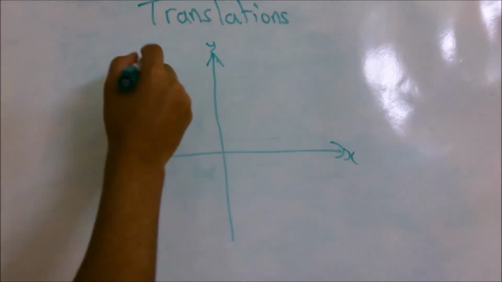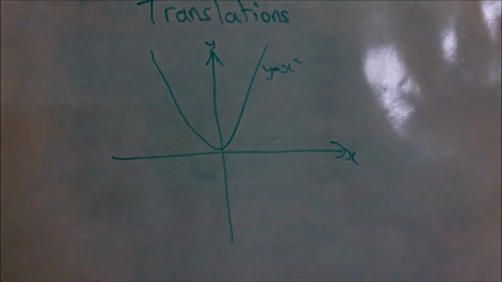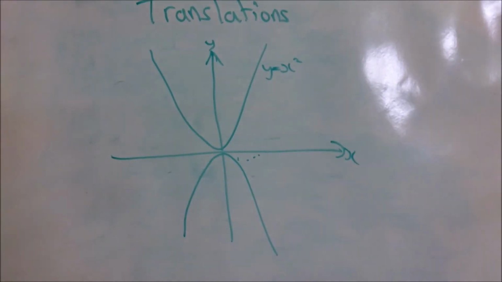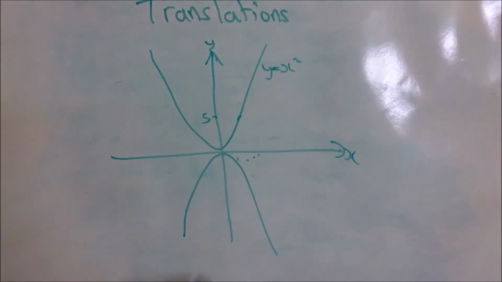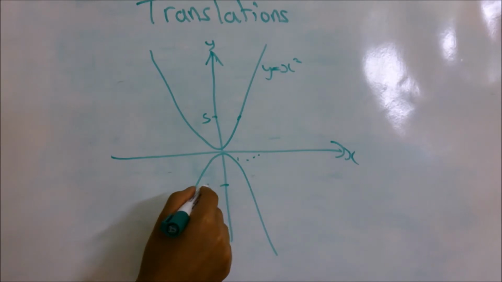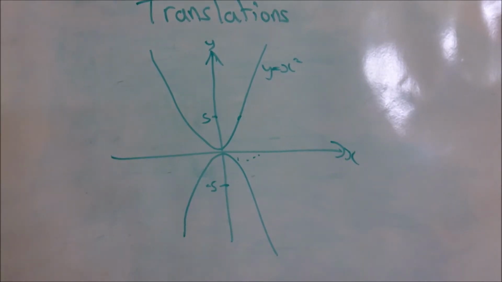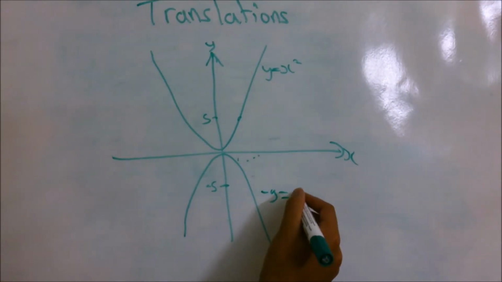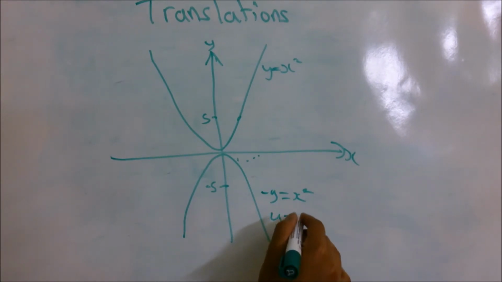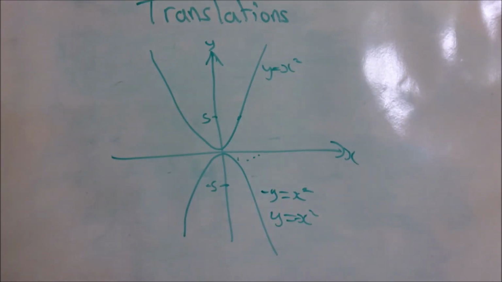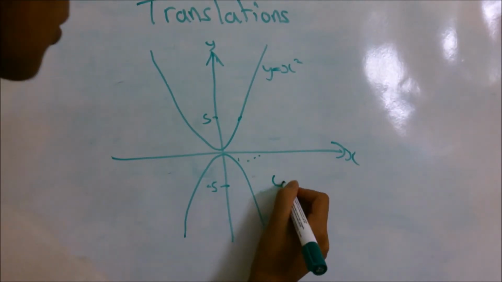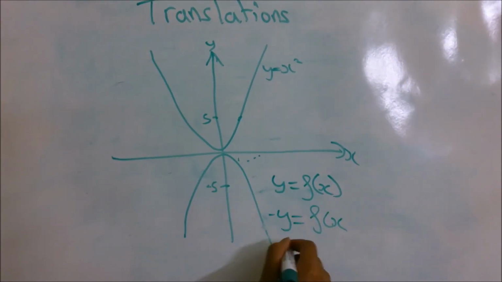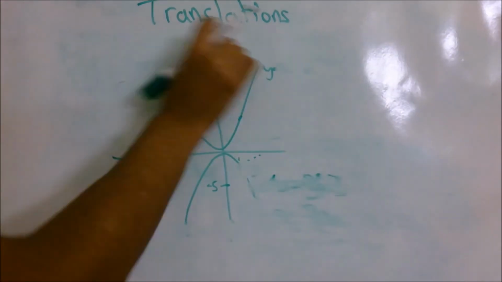Looking at another x squared graph, what if we need to draw the mirror of it in the x-axis? Note that the x values are the same, but the y values have turned negative. Thus, minus y equals x squared, so y equals minus x squared. Now, if we write this as a function, then it actually becomes y equals minus f of x.